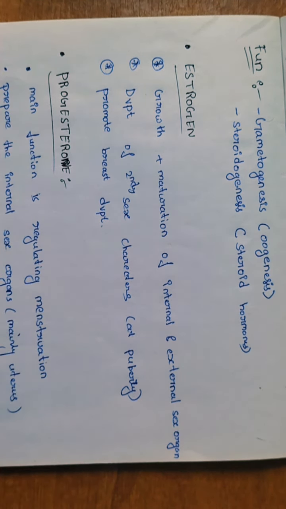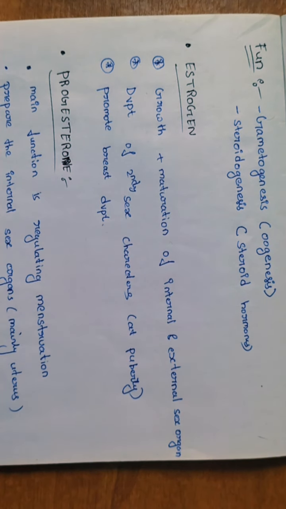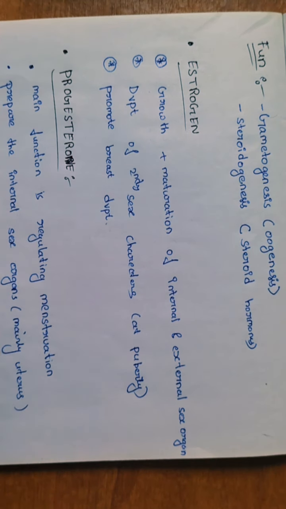Estrogen functions in the growth and maturation of internal and external sex organs. One more function is development of secondary sex characters at puberty, not before puberty, and it promotes breast development. It's also a secondary character, but it comes under a separate heading. Internal organs means the uterine tube, ovaries, etc. External organs means the outer parts, like this.